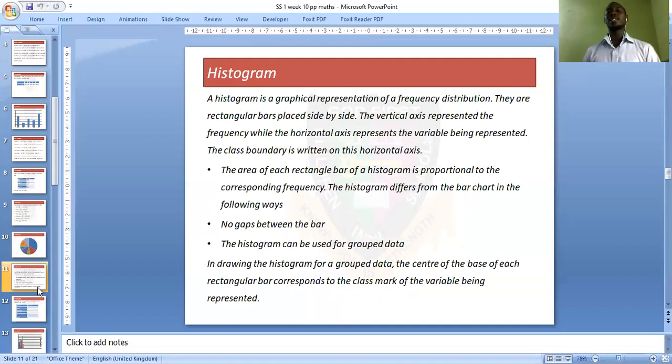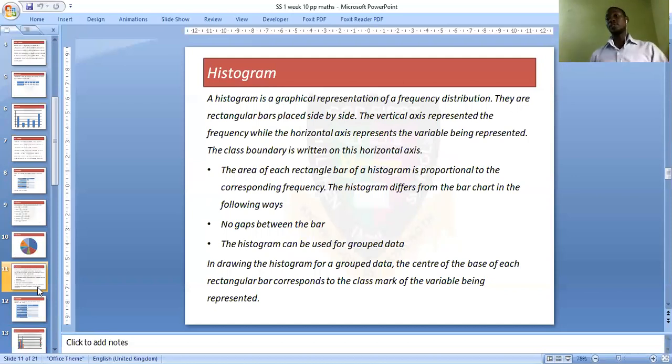You can say a histogram is a graphical representation of frequency distribution. They are rectangular bars placed side by side, with no gap between them, unlike that of a bar chart. The vertical axis, as said earlier in the bar chart, represents the frequency, while the horizontal axis represents the variables.